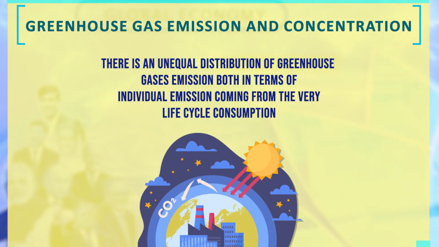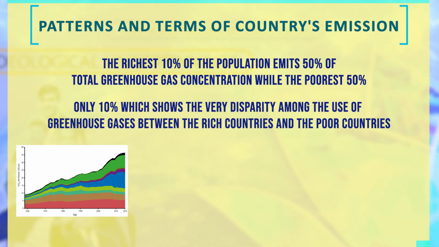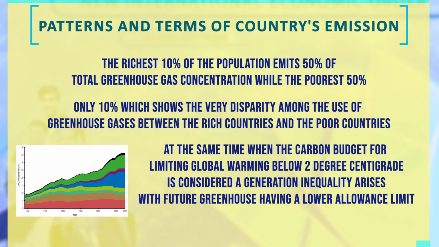Greenhouse gas emission and concentration. There is an unequal distribution of greenhouse gas emissions, both in terms of individual emissions coming from varied lifestyle consumption. The richest 10% of the population emits 50% of the total greenhouse gases, while the poorest 50% emit only 10%, which shows the disparity in the use of greenhouse gases between rich and poor countries. At the same time, when the carbon budget for limiting global warming below 2 degrees centigrade is considered, a generational inequality arises, with future generations having a lower allowance limit.